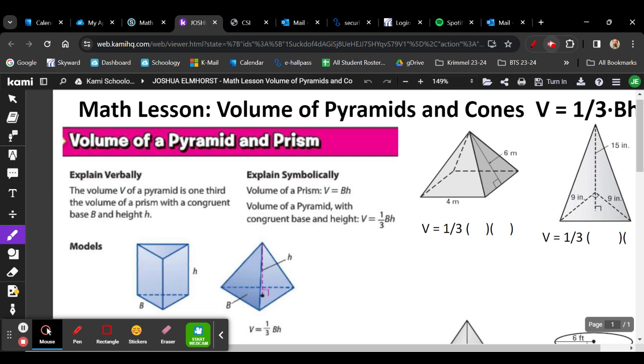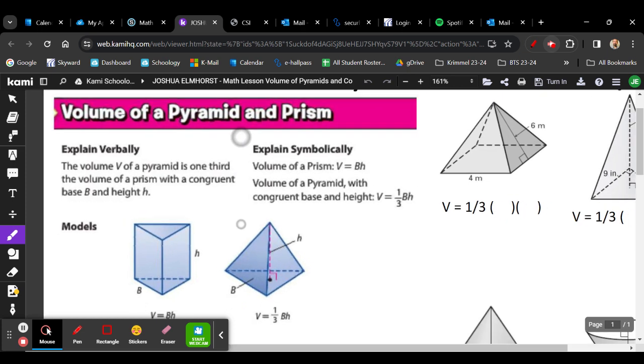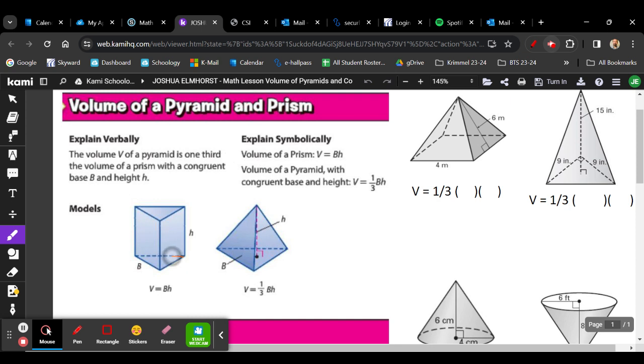We're going to look at the last part of three-dimensional figures, where we're going to look at volume of pyramids and cones. So just taking a look at the volume of pyramids and prisms. We've already done prisms, where we find the area of the base of the shape, and then we fill it up going vertically. So you find that base area times the height, and that will give you the volume.